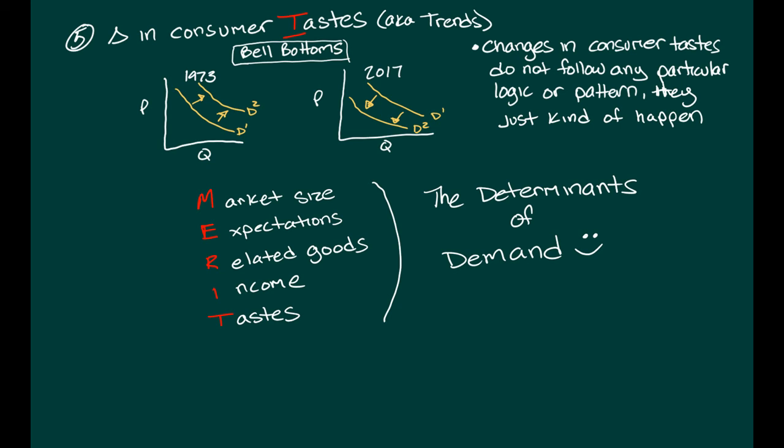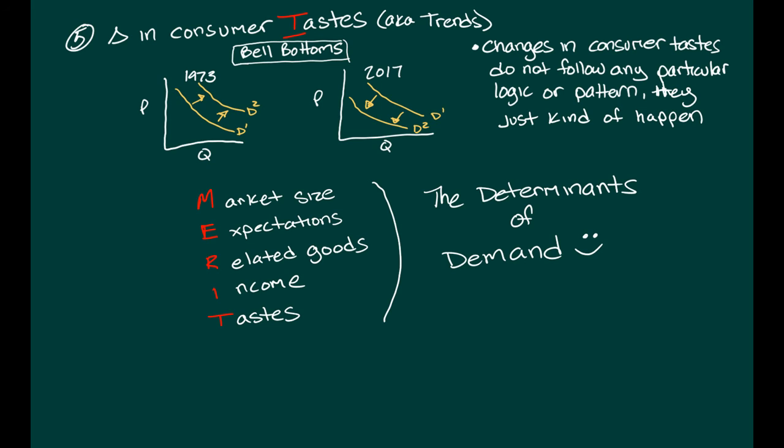So in my example here, I'm going with bell bottoms. In 1973, bell bottoms were all the rage. 2017, not so much. It's the exact same product. Nothing tangible happened. It's just people wanted bell bottoms in '73 and don't really want them in 2017. There's not really a rhyme or reason to that.